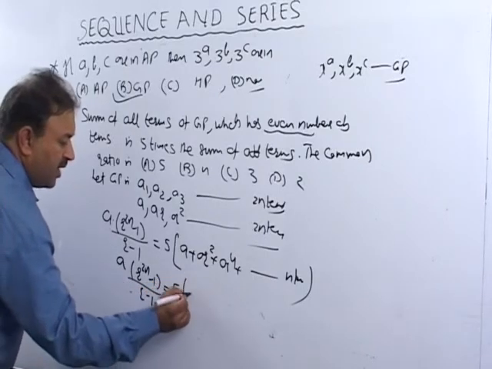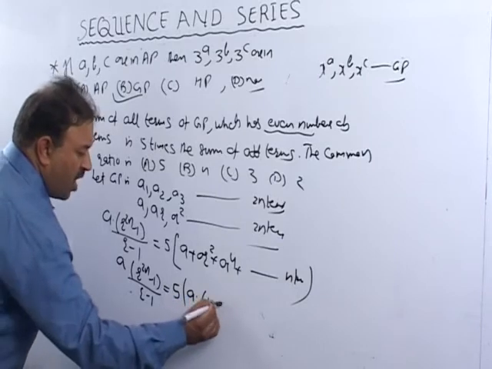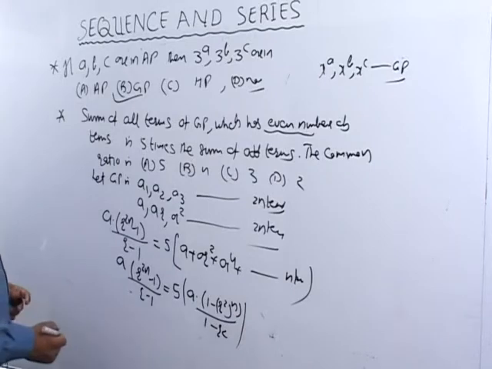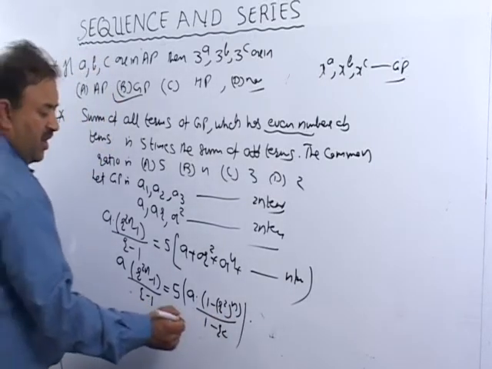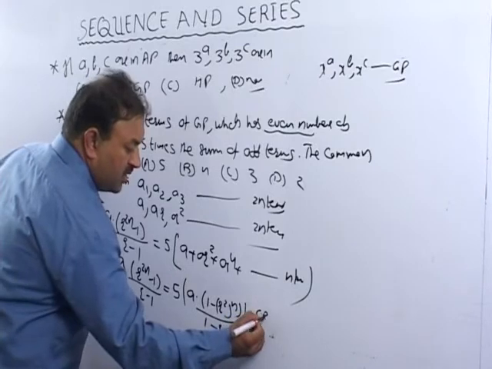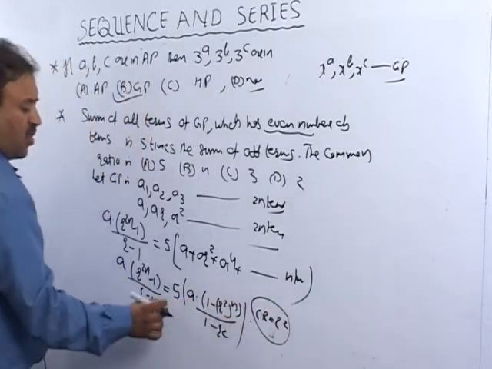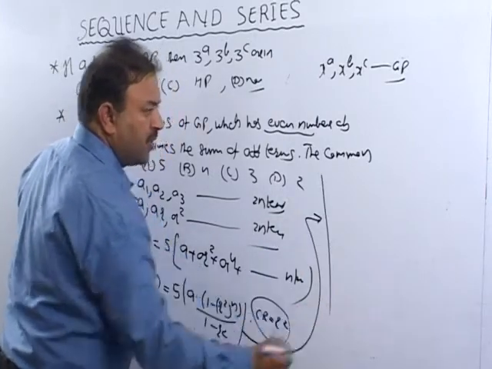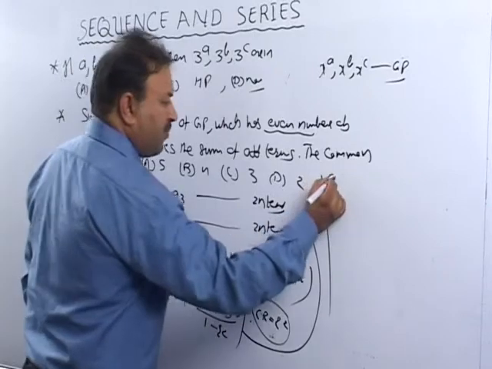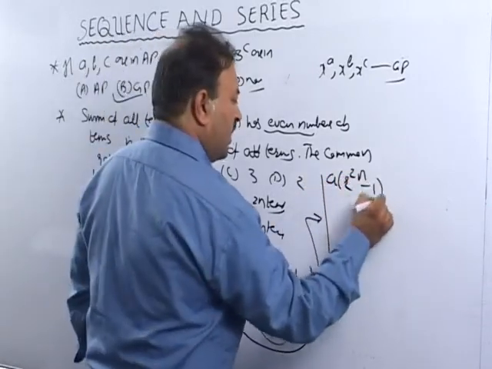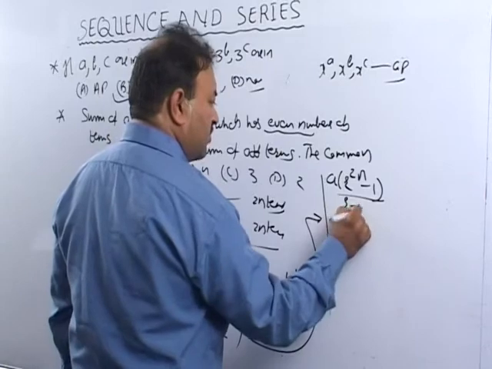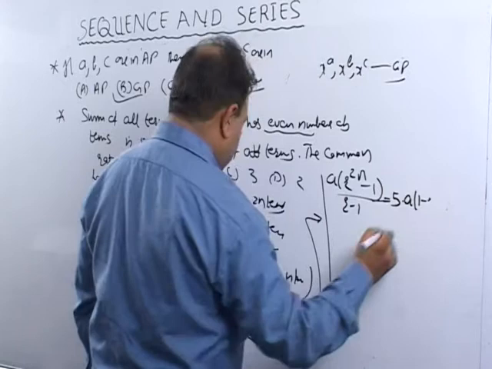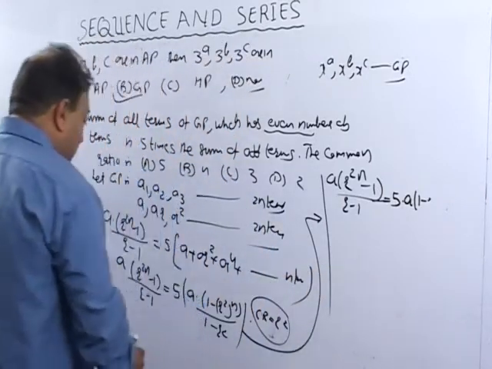This is 5 A into 1 minus R square to the power n upon 1 minus R square. Be careful over here. Here we find the common ratio is R square. In this, the common ratio is R square. Now we reach here. What will come here? A into R to the power 2n minus 1 upon R minus 1 is equal to 5 A into 1 minus R to the power 2n.